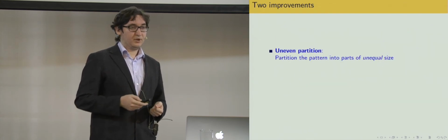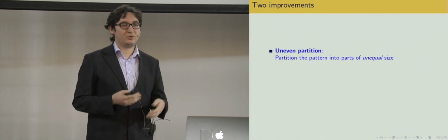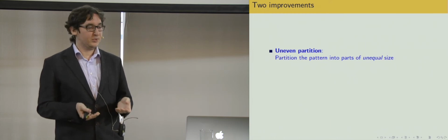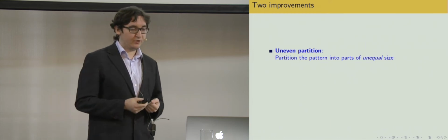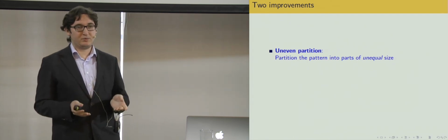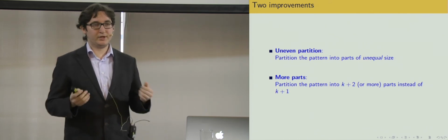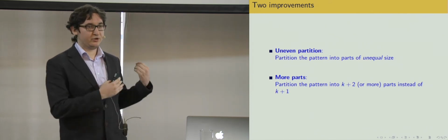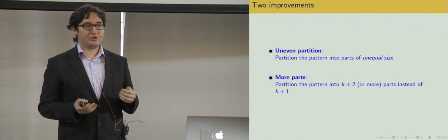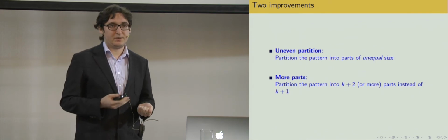So to construct an efficient and optimal search scheme, to construct an optimal partition, we suggest to do several things. First is to use not equal parts but unequal sized parts. The second one is to use more than k+1 parts. So in the search scheme for two mismatches, Lam and his colleagues suggested a search scheme with 3 parts. We suggest to use more than 3 parts, for example, in this case.